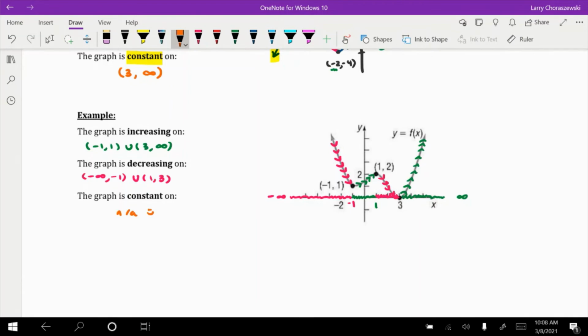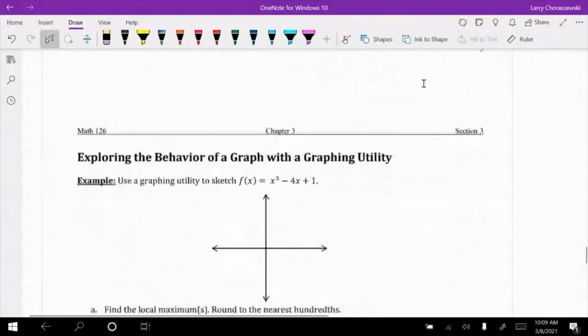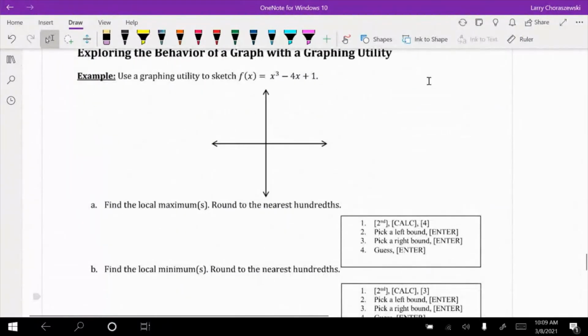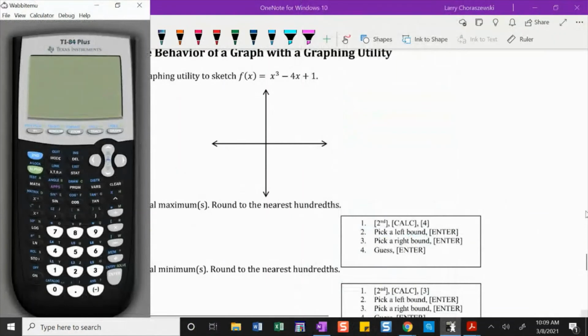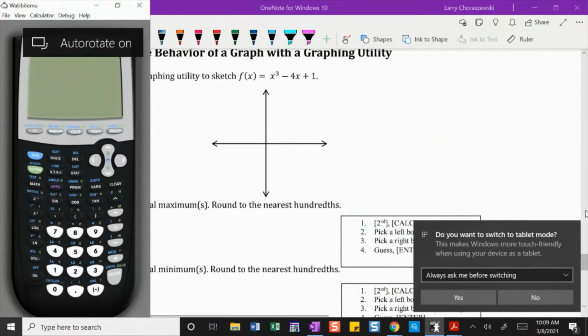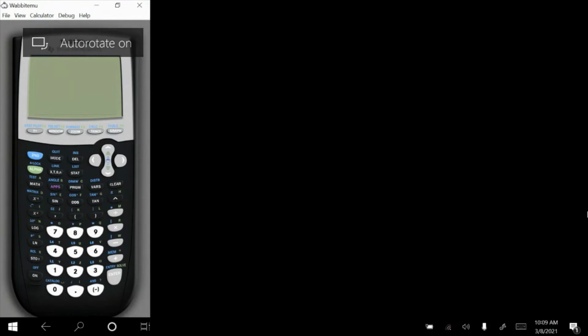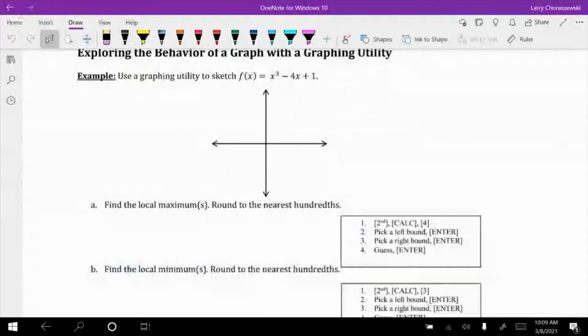Did you guys come up with similar results? Y'all rock stars. Okay, let's move on to our last example of this section. We will need the graphing calculator for it, so if you need a moment to grab your graphing calculators, go for it. I gotta get mine ready actually. There we go. All right.